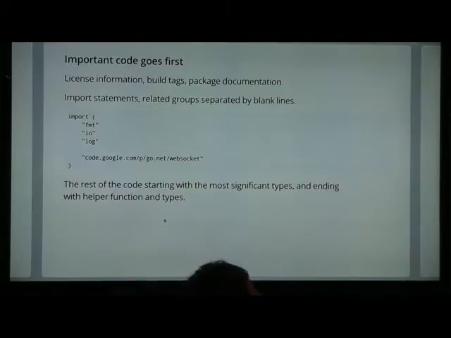And then the rest of the code, starting with the most important types. And the most important types are actually not the most important types for the package itself, but the most important types for the user of that package. So if the user starts reading your code, the most important things should be at the beginning, and then the implementation details should be at the end.